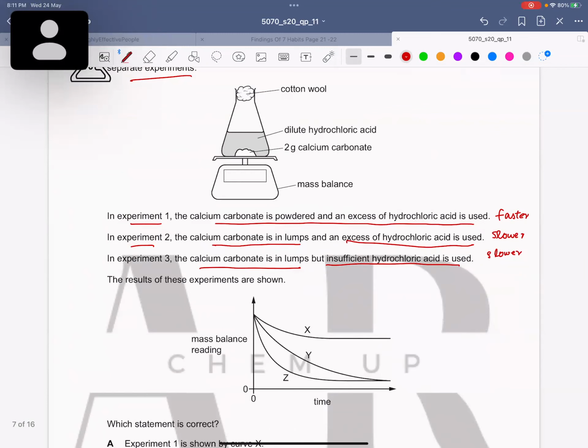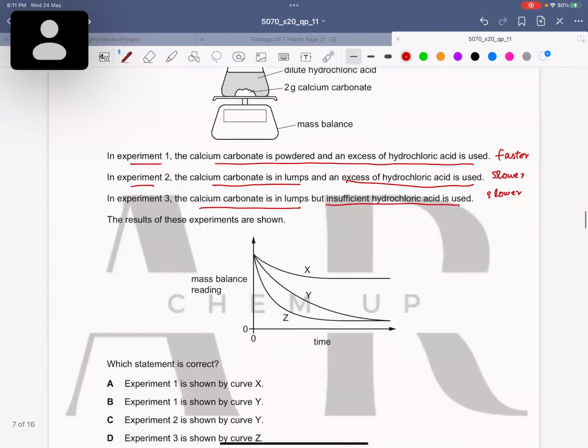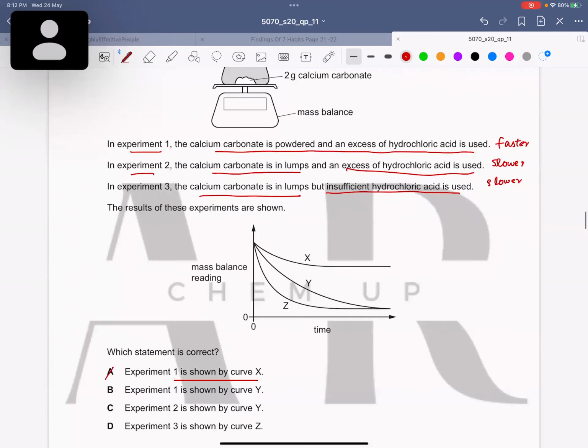The results of these are shown as X, Y, and Z. Which statement is correct? Experiment 1 is shown by curve X. Is this correct? In experiment 1, the rate is faster because there is a powder and excess of hydrochloric acid, right? So the gradient would be the highest for experiment 1 because gradient is directly proportional to the rate. The more the gradient, the faster the rate, right? So it goes wrong.